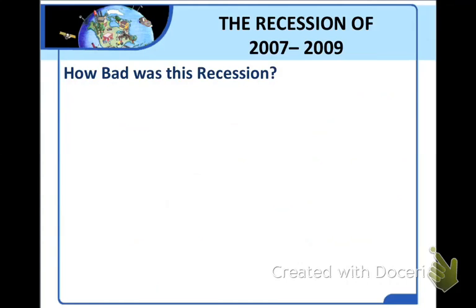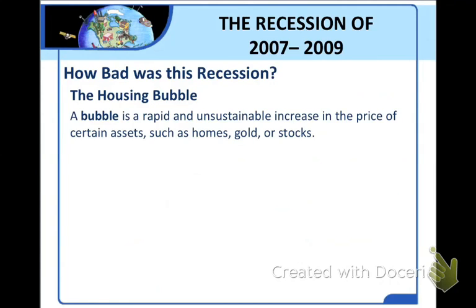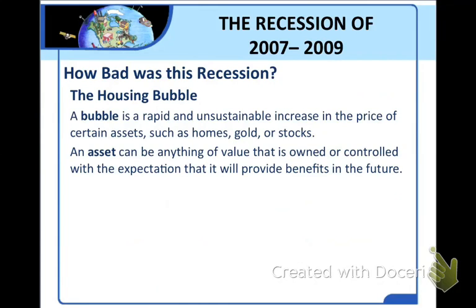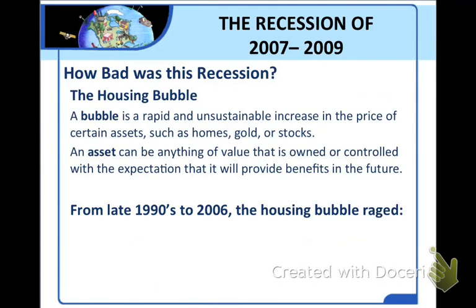To understand why aggregate demand fell so much and so fast, we have to go back to the years preceding the recession and look at the housing bubble. In the context of economics, a bubble is a rapid and unsustainable increase in the price of homes, gold, corporate stocks, or some other asset. An asset is anything of value that is owned or controlled with the expectation that it will provide benefits in the future. Bubbles arise from a circular logic, as illustrated in the figure that we will look at next.